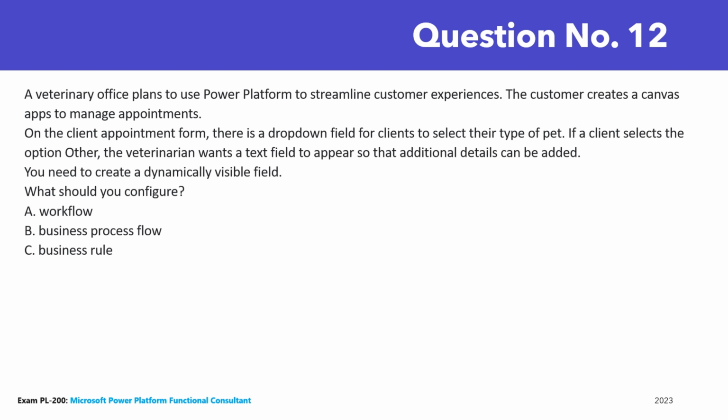A veterinary office plans to use Power Platform to streamline customer experiences. The customer creates a Canvas app to manage appointments. On the client appointment form, there is a drop-down field for clients to select their type of pet. If a client selects the option Other, the veterinarian wants a text field to appear so that additional details can be added. You need to create a dynamically visible field. What should you configure? A. Workflow. B. Business process flow. C. Business rule. Correct answer, C. Business rule.